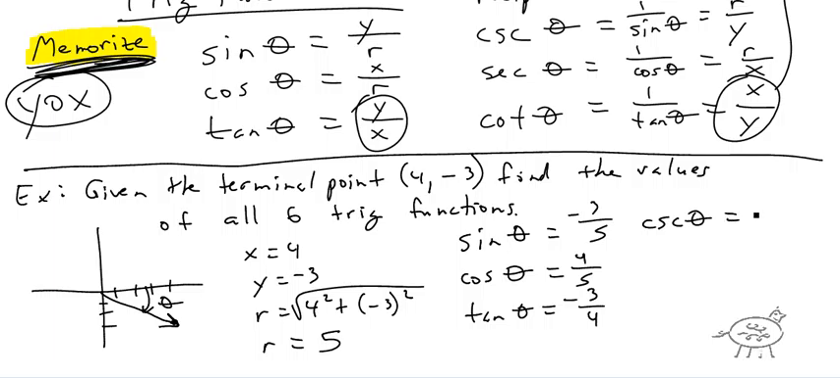Cosecant of theta is equal to -5/3. Secant of theta is equal to 5/4. And the cotangent of theta is equal to -4/3. And that's it. Now, sometimes people have a hard time remembering.